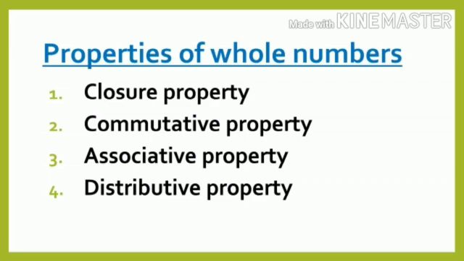There are four properties of whole numbers. The first property is the closure property. The second property is the commutative property. The third one is the associative property. And the fourth and last one is the distributive property. So firstly, we will discuss the closure property.